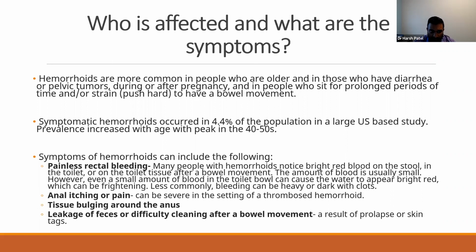We see it in folks that work in certain occupations, such as truck drivers, folks that are seated for prolonged periods of time. We see it in weightlifters. So a lot of folks have hemorrhoids, as I said, a normal anatomical issue, but again, which can result in symptoms. Now, symptomatic hemorrhoids occur in about 4.4% of the population based on a large US-based study. But the prevalence, as I mentioned, increases with age. Usually we see a peak in the 40s and 50s. Now, getting down to what symptoms are related to hemorrhoids. Now, painless bleeding is probably the most common complaint that we see here in clinic.